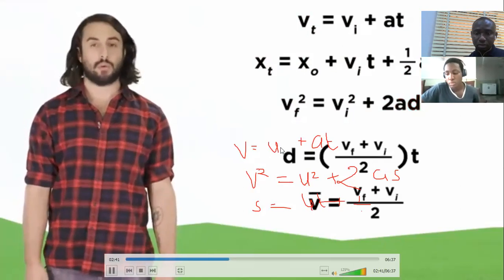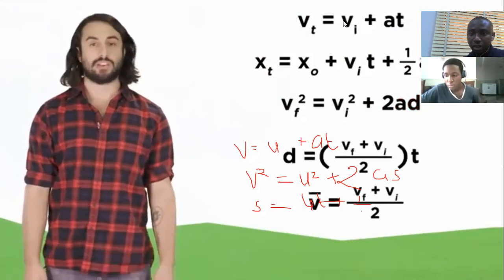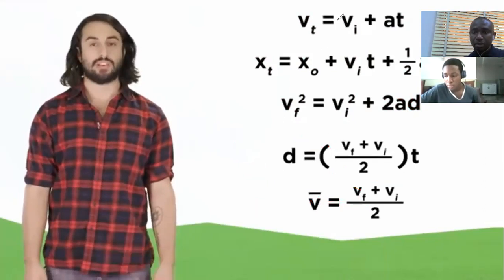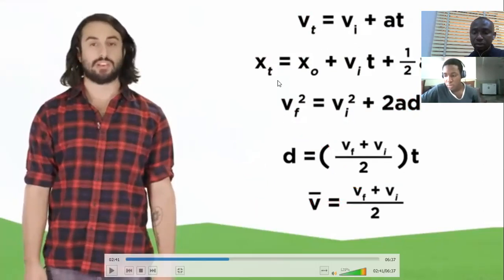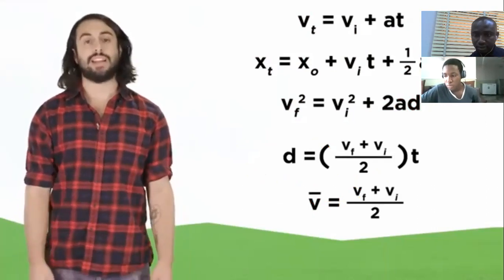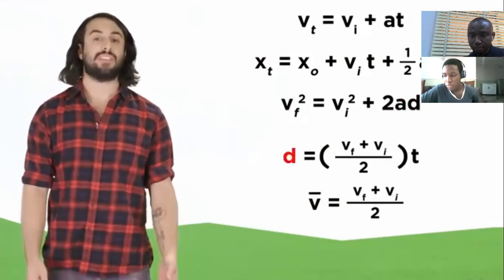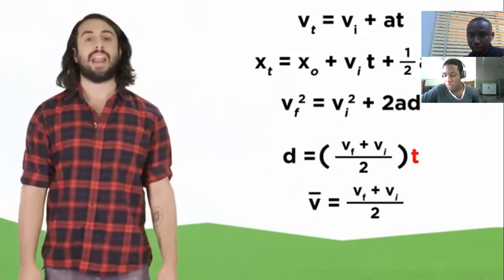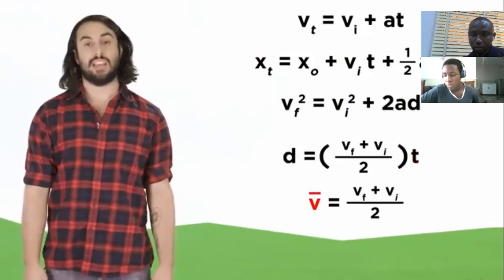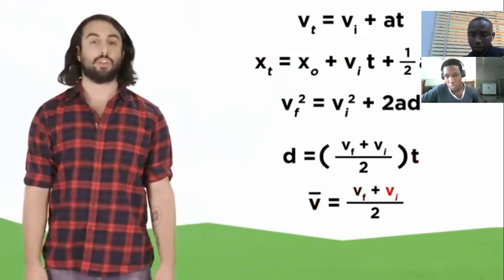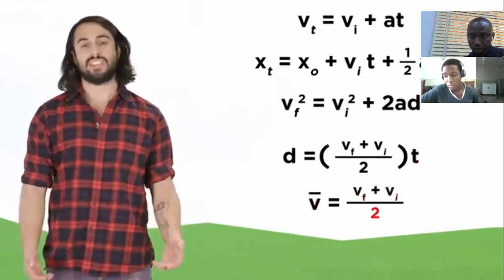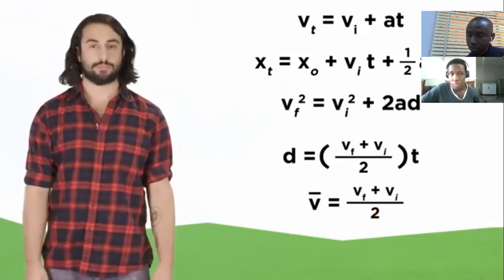Other supplemental equations include these 2, which are easily derived from simple definitions, which state that position is equal to the average velocity times the time interval, and that the average velocity is equal to final velocity plus initial velocity over 2, which is the definition for any average.